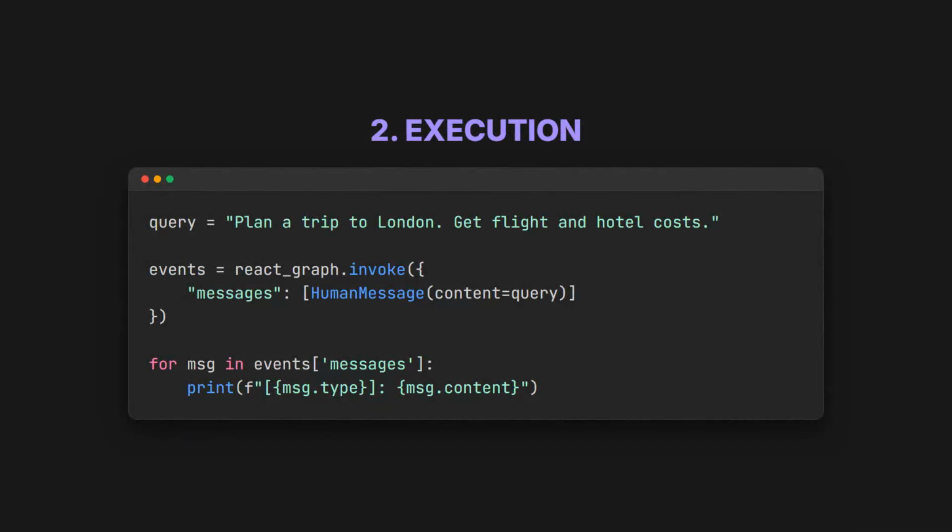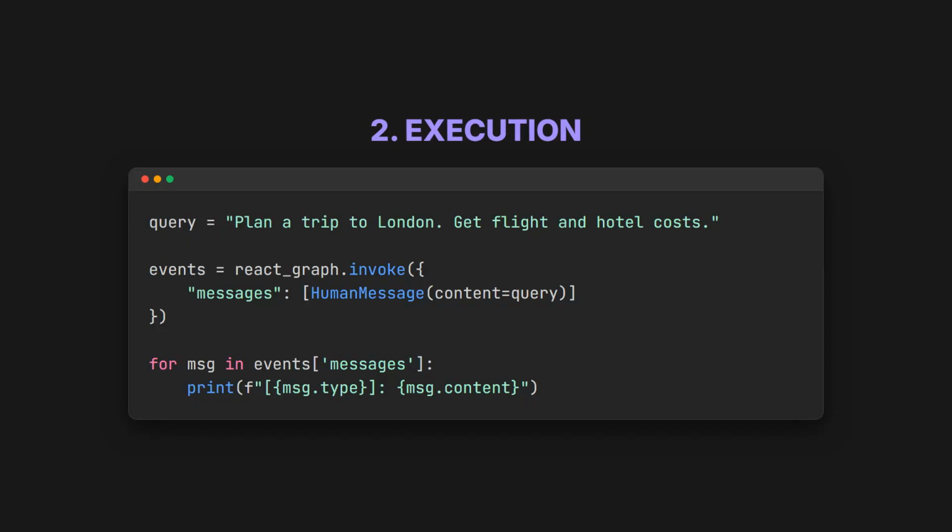Let's see this in action. We send a complex query: plan a trip to London, get flight and hotel costs. Usually, a chatbot would just hallucinate a price, but our ReAct graph springs into action. First, the planner receives the request. I need flight info. It calls search flights. Second, the tool node runs. Flight is $500. It loops back.